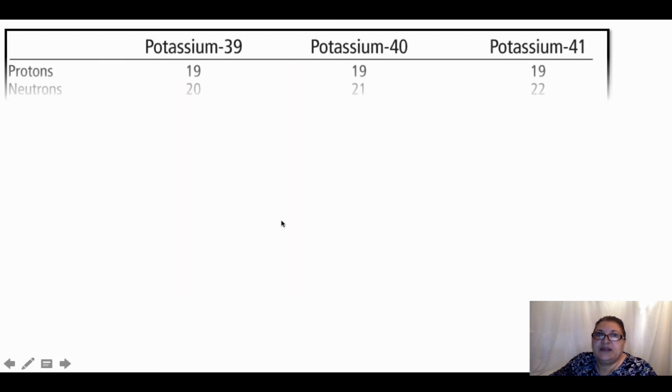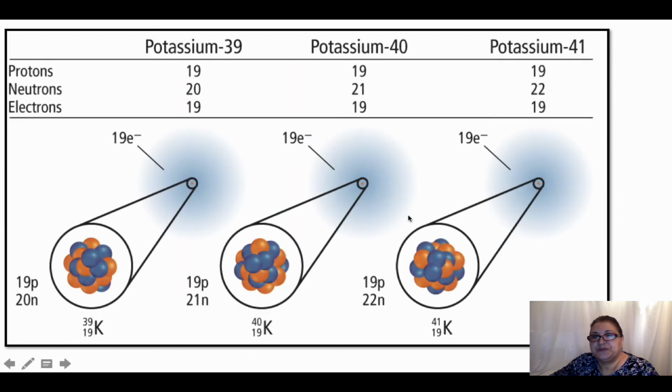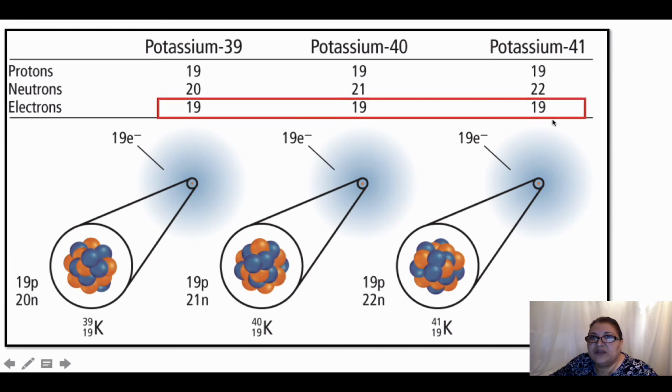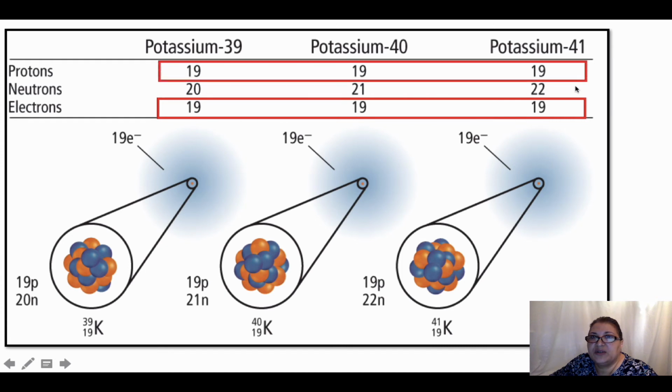All right. Now, for isotopes, potassium has 3 different isotopes, and to represent isotopes you put a dash. So potassium-39, potassium-40, and potassium-41. Now I just wanted you to notice here, electrons are always the same, protons are always the same. The only thing that's different in an isotope is the number of neutrons. Okay, same protons, different number of neutrons. That's isotopes.